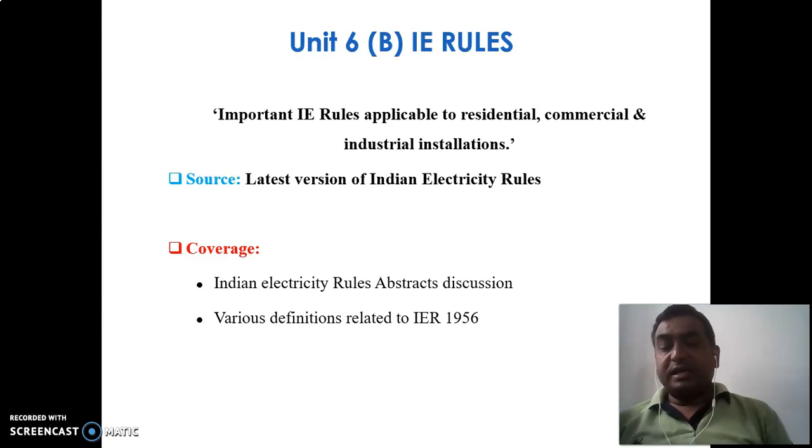Unit 6 Part B is related to Indian electricity rules. Here we are going to discuss the different abstracts of various important Indian electricity rules related to electrical installations. Here now I request all of you to please download a copy of the latest version of the Indian Electricity Rules, that is IER 1956 and BIS 3043. This is going to be very helpful for all of you to have a handy reference of these two rules.